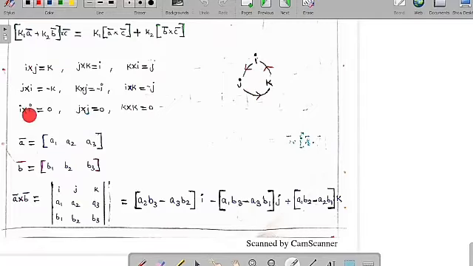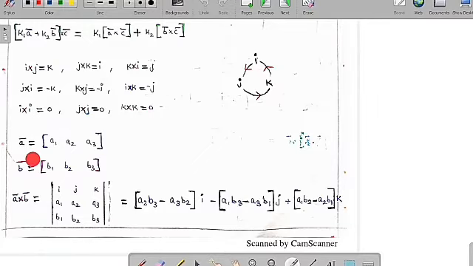But if you take the cross product of two similar vectors, I have already told you, two similar vectors, or two parallel or collinear vectors, definitely have an angle between them of 0. So sine 0 is nothing but 0. Therefore I cross I is 0, J cross J is 0, and similarly K cross K will be 0.